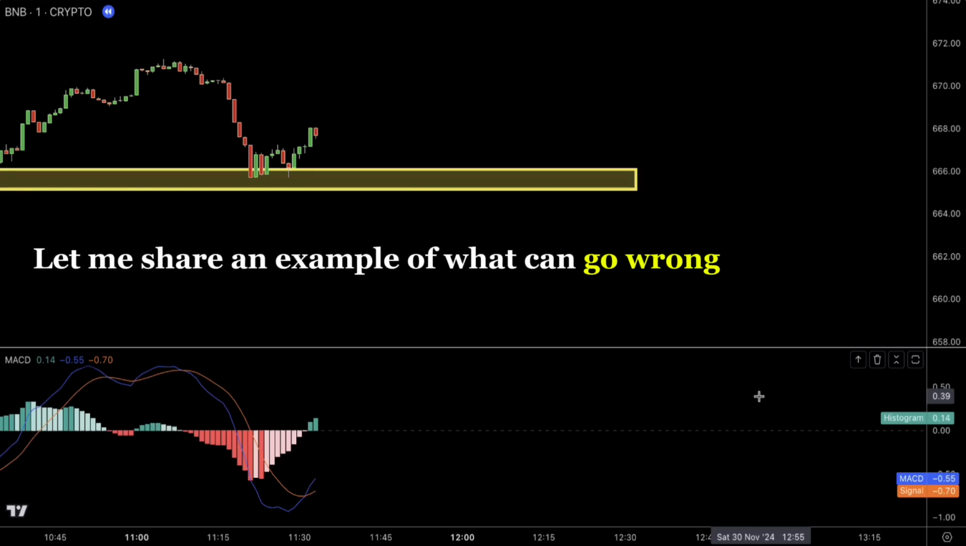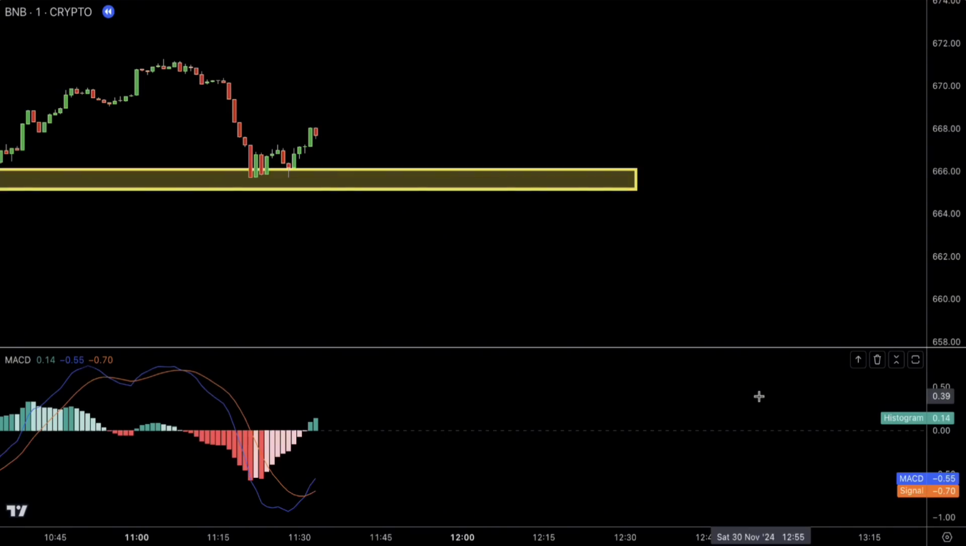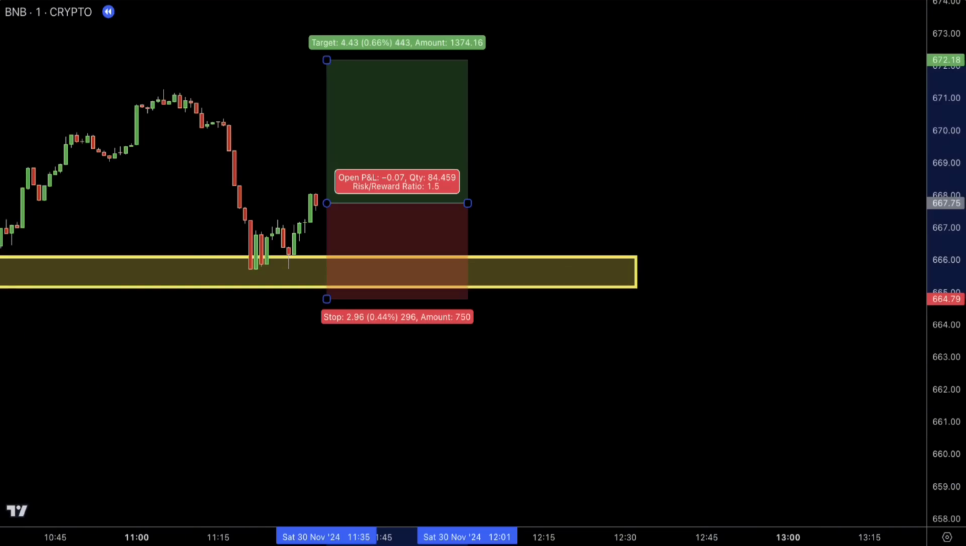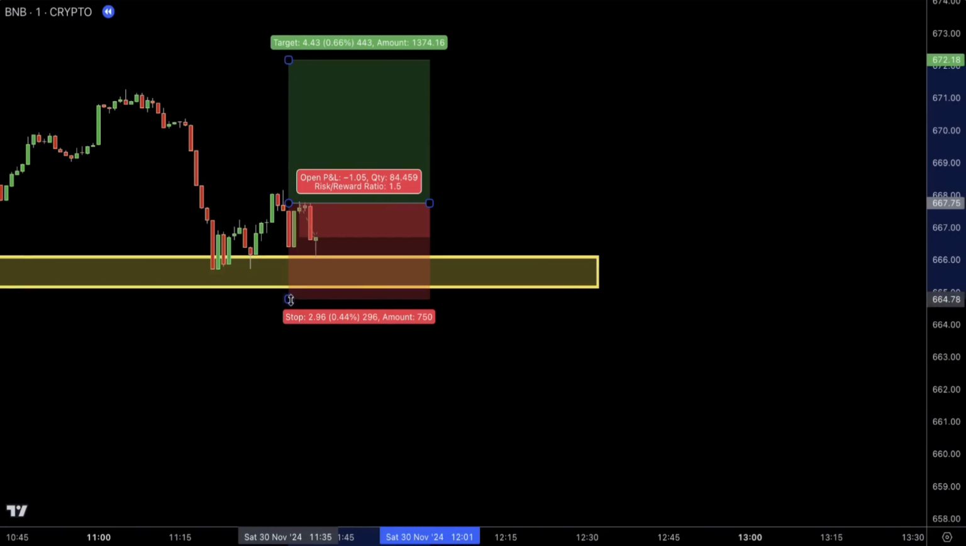Let me share an example of what can go wrong when you don't follow the set and forget principle. You spot a great demand zone on the 15-minute chart, switch to the 1-minute chart, and notice a clear rejection along with a bullish MACD crossover. Confident in your setup, you place your entry, stop loss, and target. But instead of stepping away, you stay glued to the screen, anxiously watching every tick. The market starts moving against you, creeping closer to your stop loss.